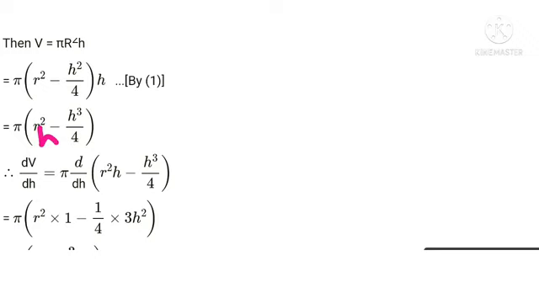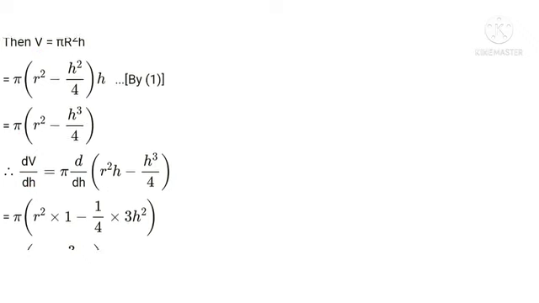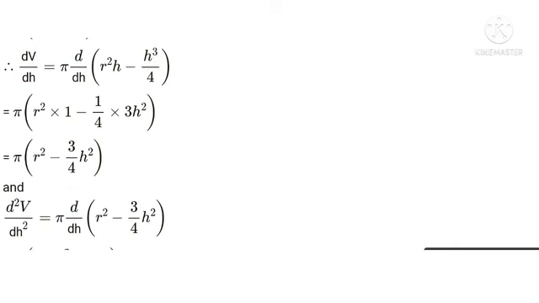Now differentiate with respect to h. You get dV by dh is equal to pi as it is into d by dh of r square h minus h cube upon 4. Pi, the constant term, as it is. Derivative of r square h is r square, and 1 upon 4 as it is. Derivative of h cube is 3h square. So pi into bracket r square minus 3 by 4 h square.